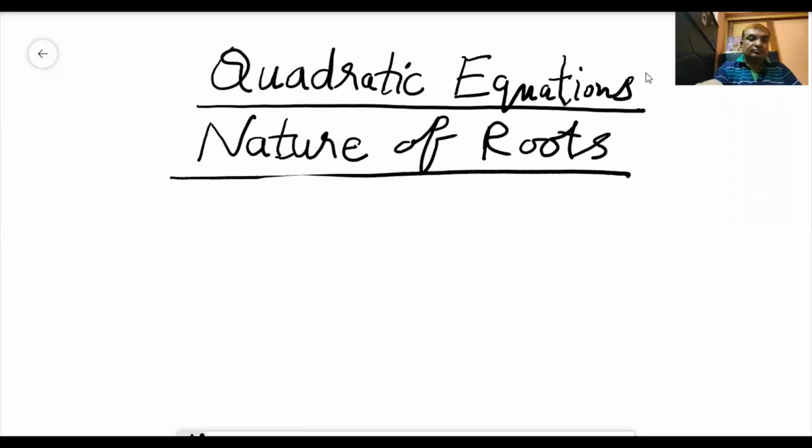Hello everyone, I am Manish Ahuja, and in this video I will be discussing the nature of roots of a quadratic equation. We will discuss the nature of roots in three different parts. There are three different kinds of solutions of a quadratic equation. We'll take them one by one. Let us take the first example.